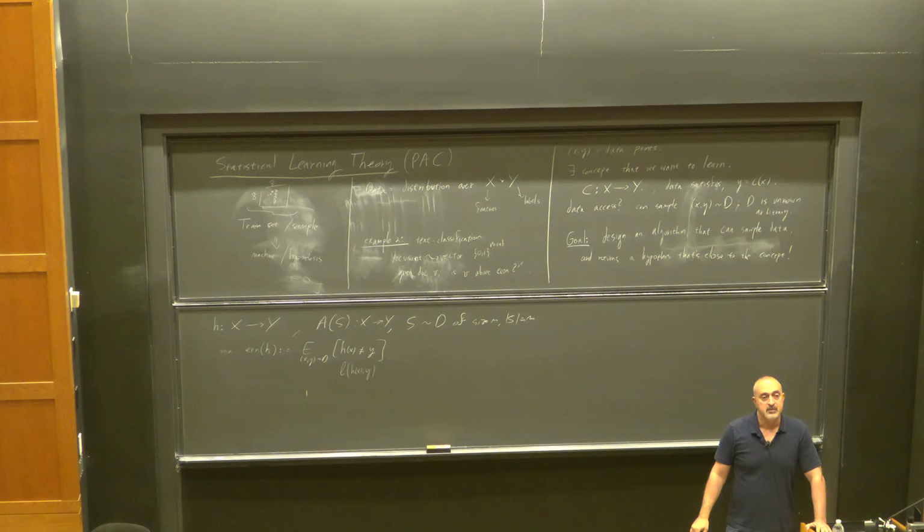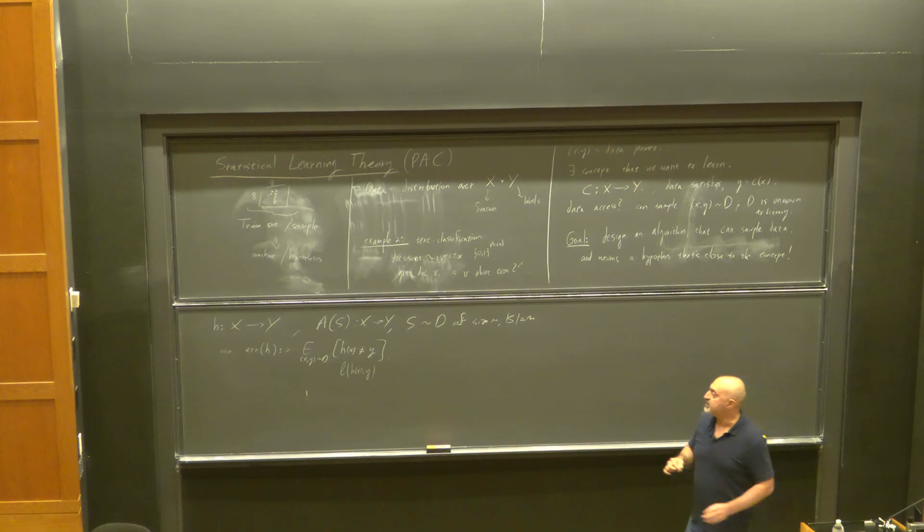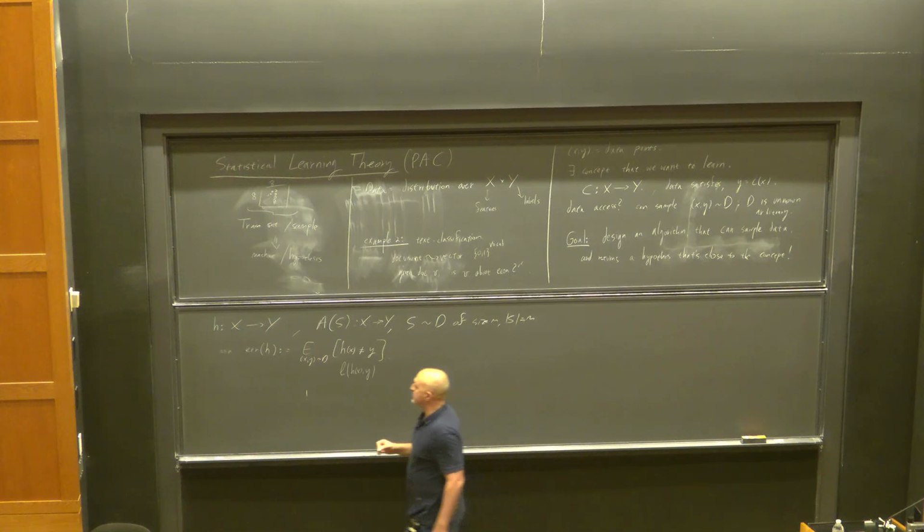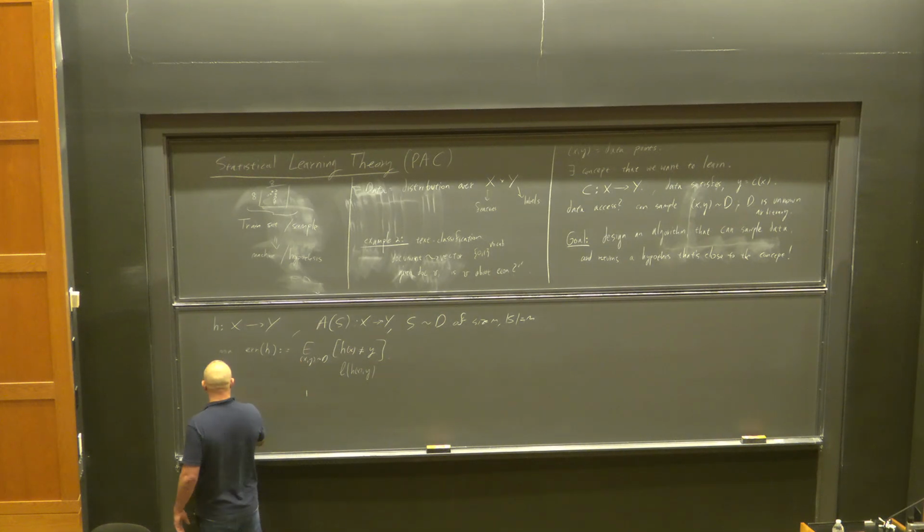What would stop someone from taking S to be all of X? Well, maybe it's continuous, maybe it's infinite, maybe there are too many, maybe computational complexity considerations. And clearly, the fewer samples you take, the better your algorithm is. That's called sample complexity. We'll talk about it. So what is the sample complexity?